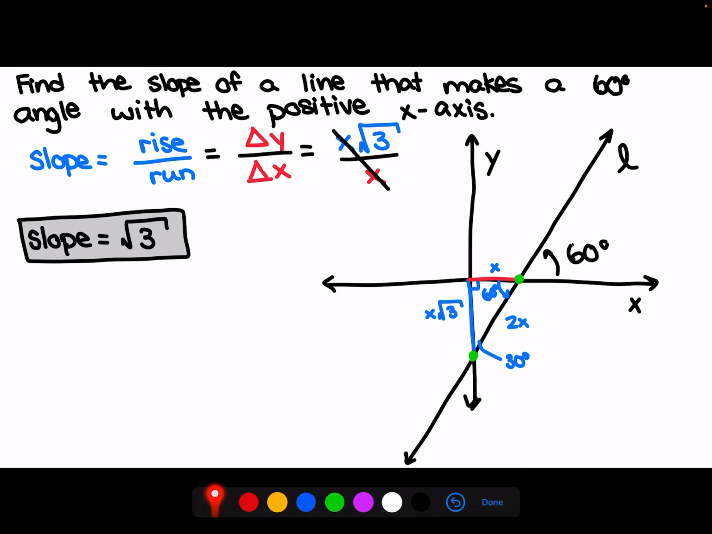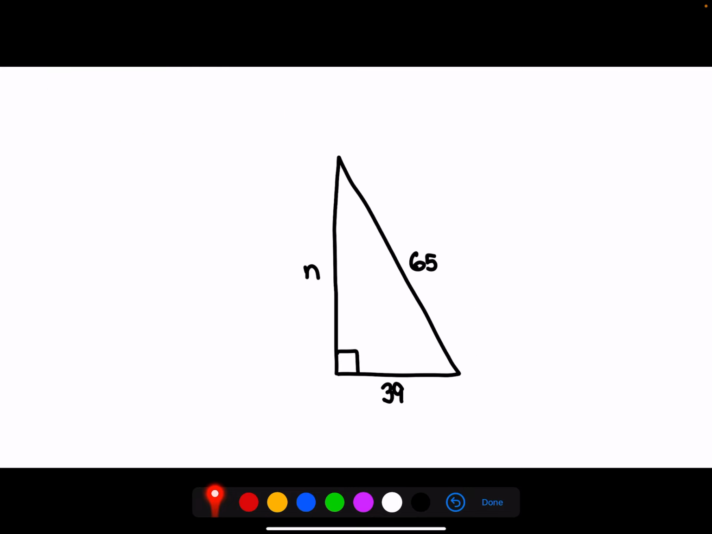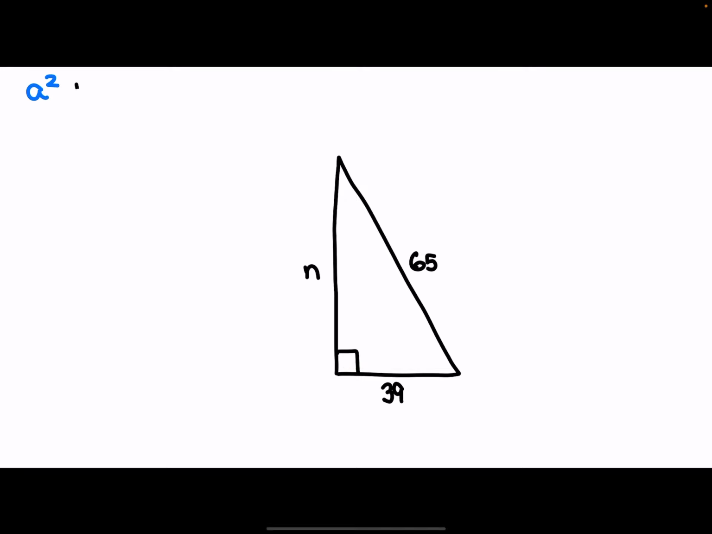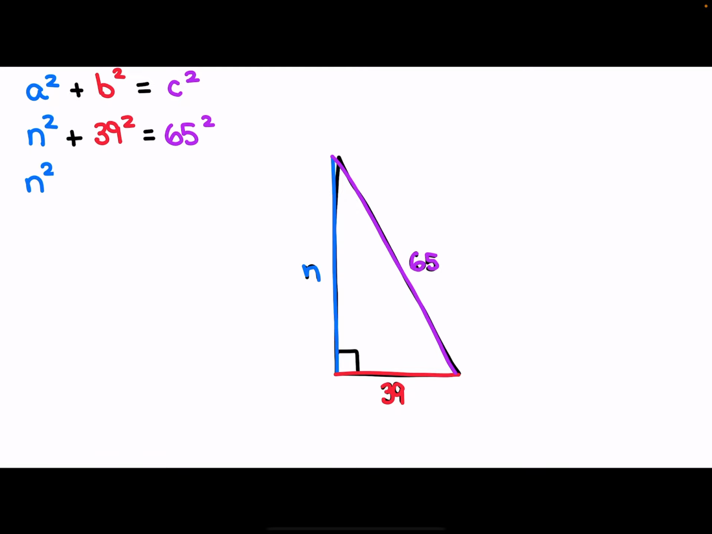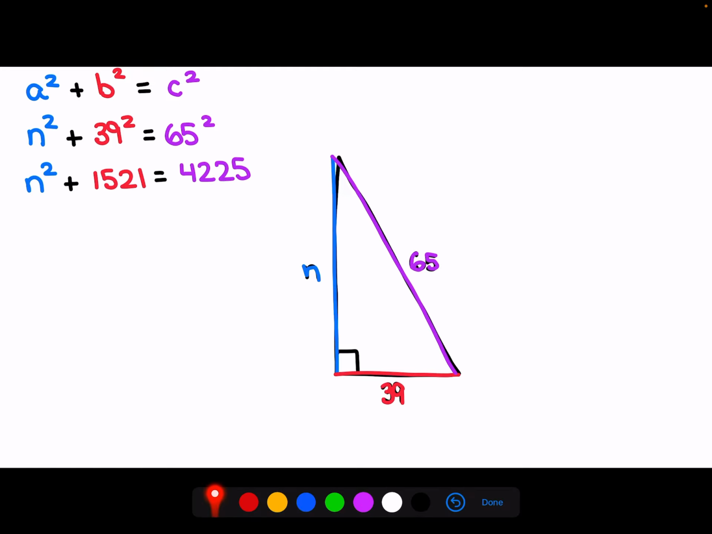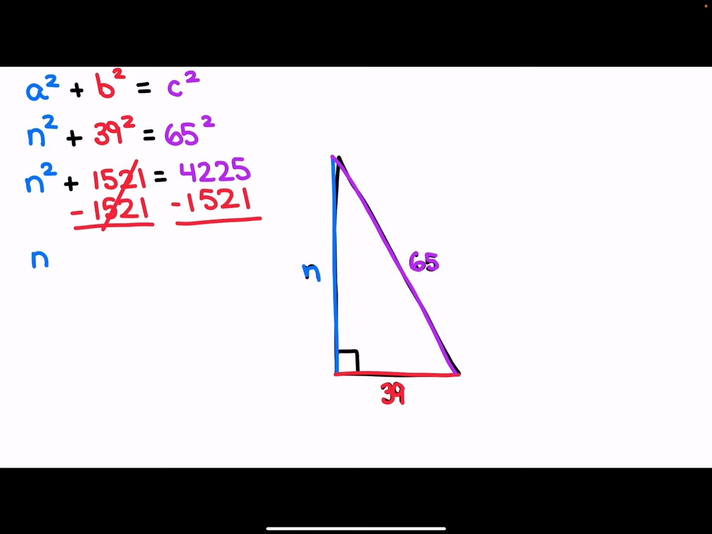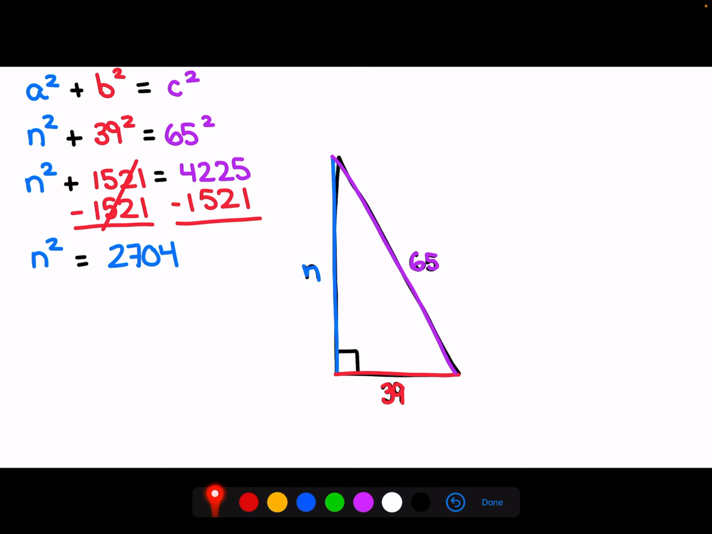All right, next up. Let's go ahead and solve for n. To do this, we need to use Pythagorean's theorem. We have two sides of a triangle. We need our third side, and also this is a right triangle. That means we'll use Pythagorean's theorem. a squared plus b squared equals c squared. This gives us n squared plus 39 squared equals 65 squared. 39 squared will be 1,521. 65 squared is 4,225. Subtracting 1,521 from both sides will give us n squared equals 2,704.